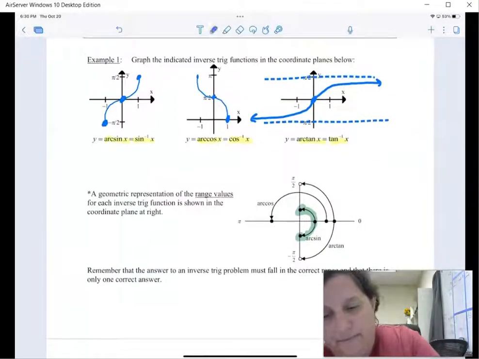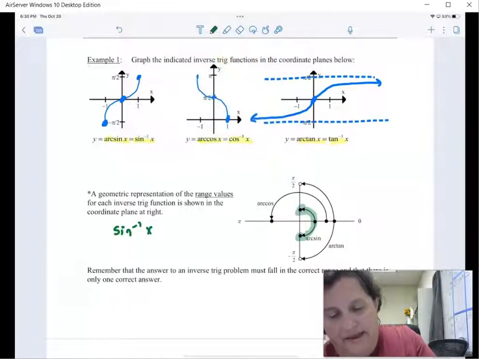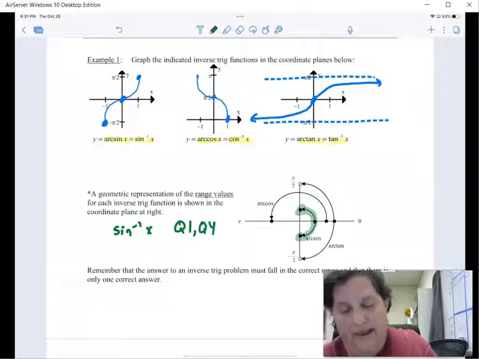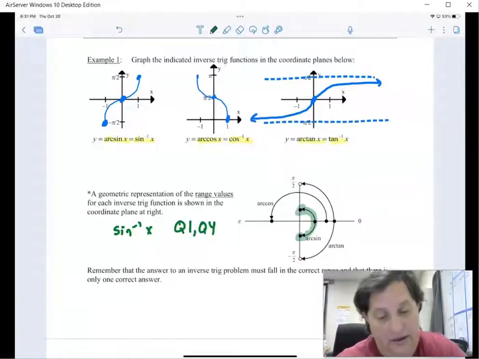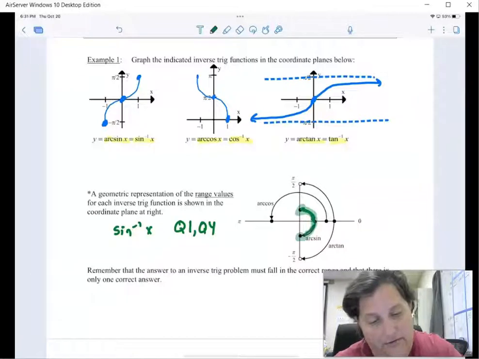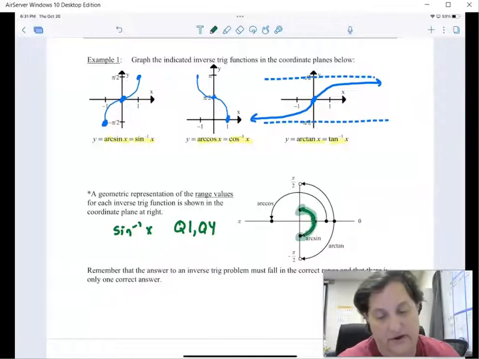No, I'll write this down. Inverse sine is defined in quadrants 1 and 4. Okay? Quadrant 1, quadrant 4. That's where inverse sine is defined.